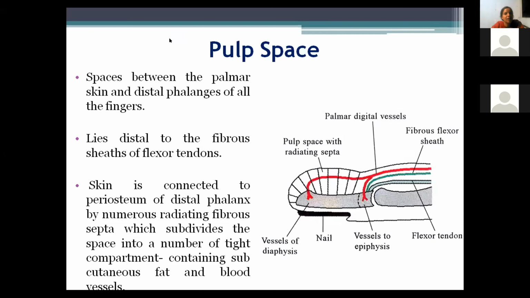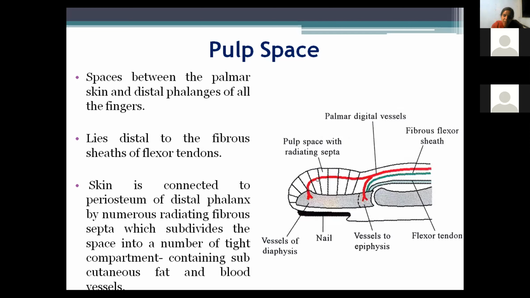Now there is one more very important topic that is called pulp space. Now see here in the fingers, this is also a 3 marks or 5 marks question. Very important question, beta. Now from the skin to the bone, this is our bone. Proximal phalanx, middle phalanx, distal phalanx. We have 3 phalanges, no? Now we are only talking about the distal phalanx, the last phalanx.